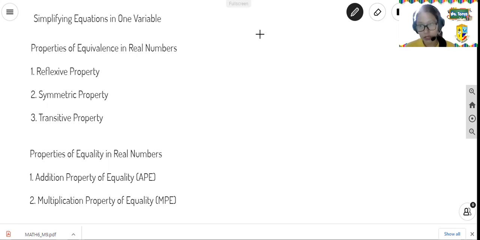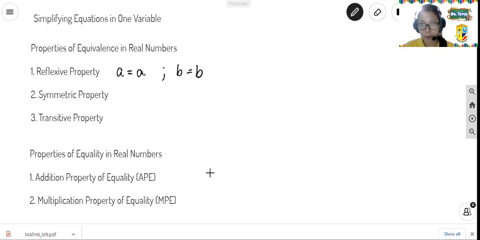Now, in order for us to be helped on solving equations in one variable, there are different properties that we need to remember. First is the reflexive property, and reflexive property states that a number, a real number, is always equal to itself. So I will write here, let's say the real number is A, then A is always equal to A. If the real number is represented by B, then that will always be equal to B. That is the reflexive property.